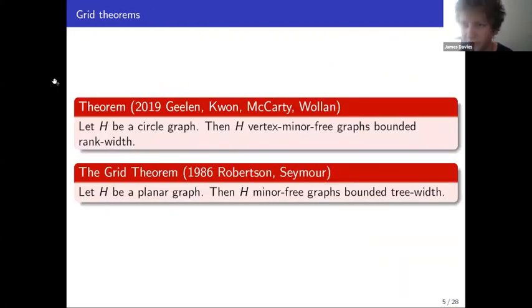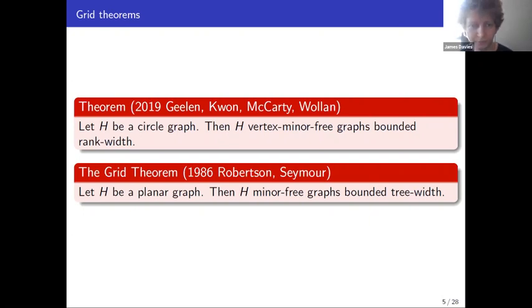So here's one theorem for vertex minors in circle graphs, which I think shows their importance here: if you forbid a circle graph as a vertex minor, then you have bounded rank width, where rank width is another width parameter, like tree width, but more for vertex minors. Of course, this theorem looks almost exactly like the classic grid theorem for minors. If you forbid a planar graph as a minor, then you have bounded tree width. And again, this is exactly like for planar graphs, because circle graphs can have unbounded rank width.